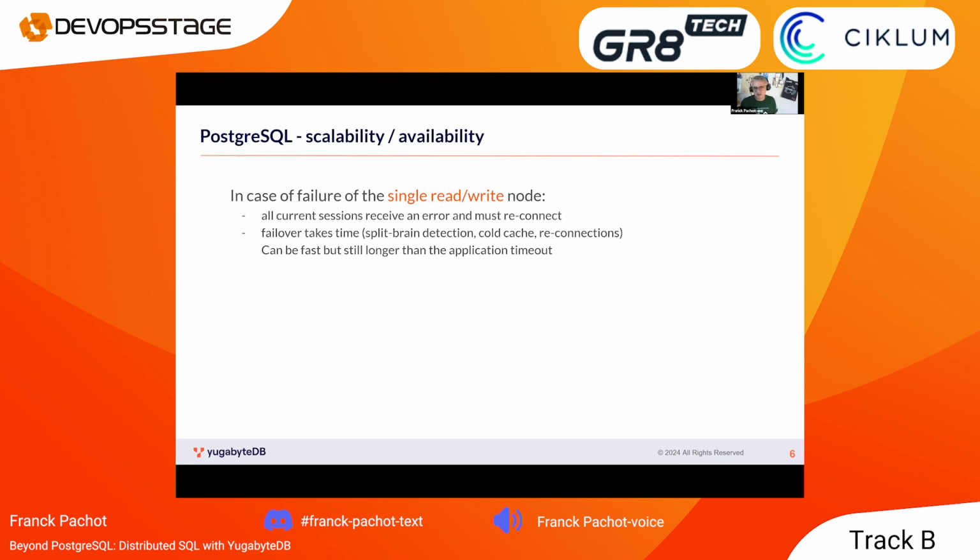It still takes time because if the primary is not available, basically you don't know if it's a network issue. The standby that starts and is activated as the new primary must be sure that the old primary is not available. And it starts with a cold cache, and the application has to reconnect to it. So you have a connection storm to it.